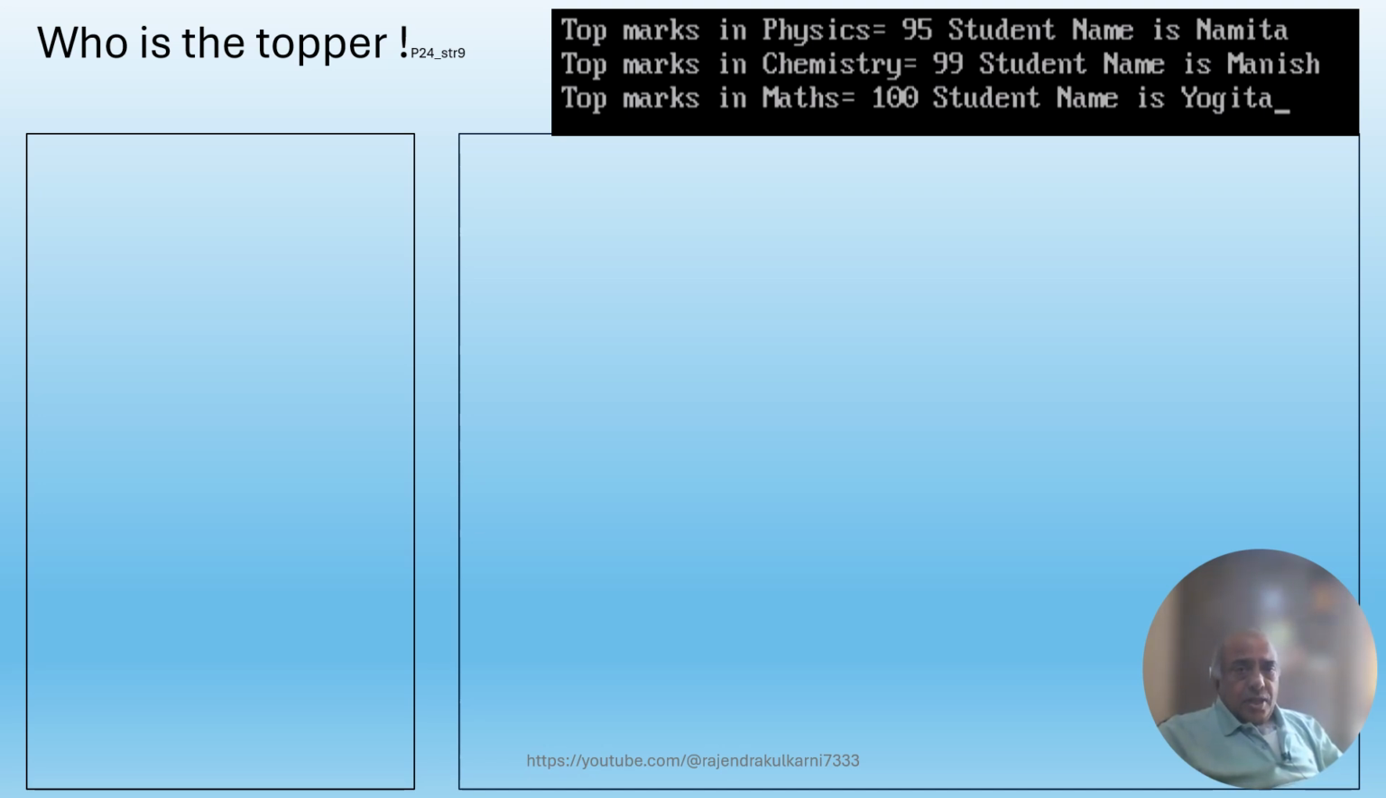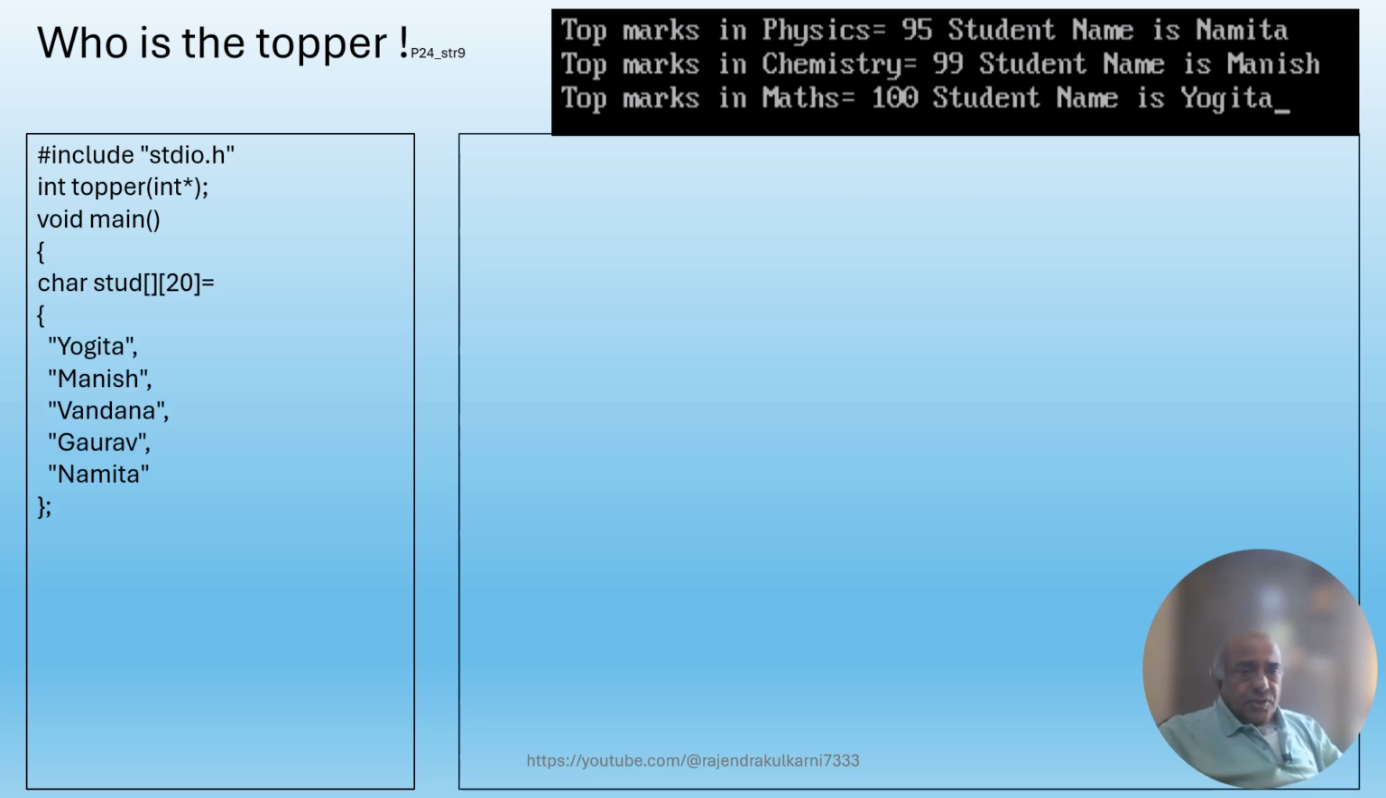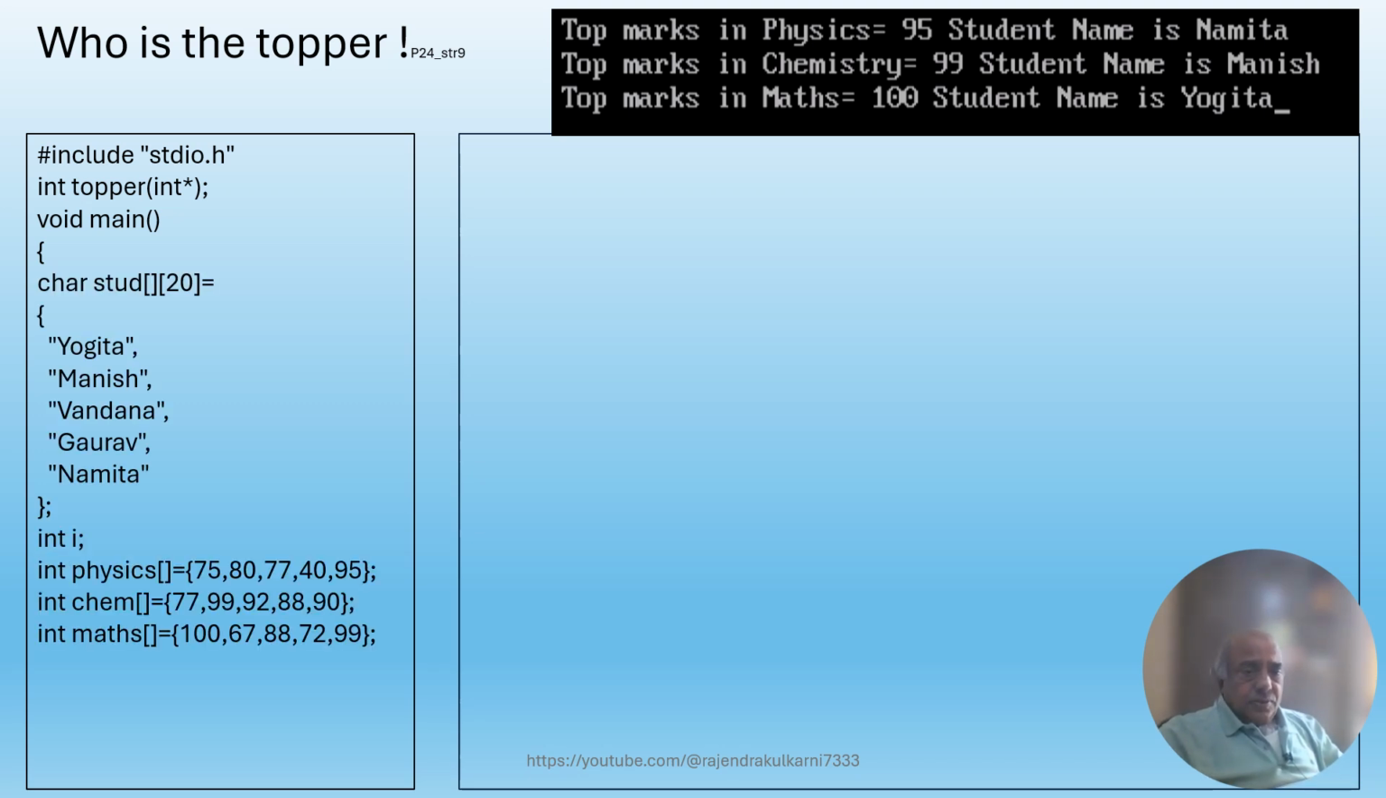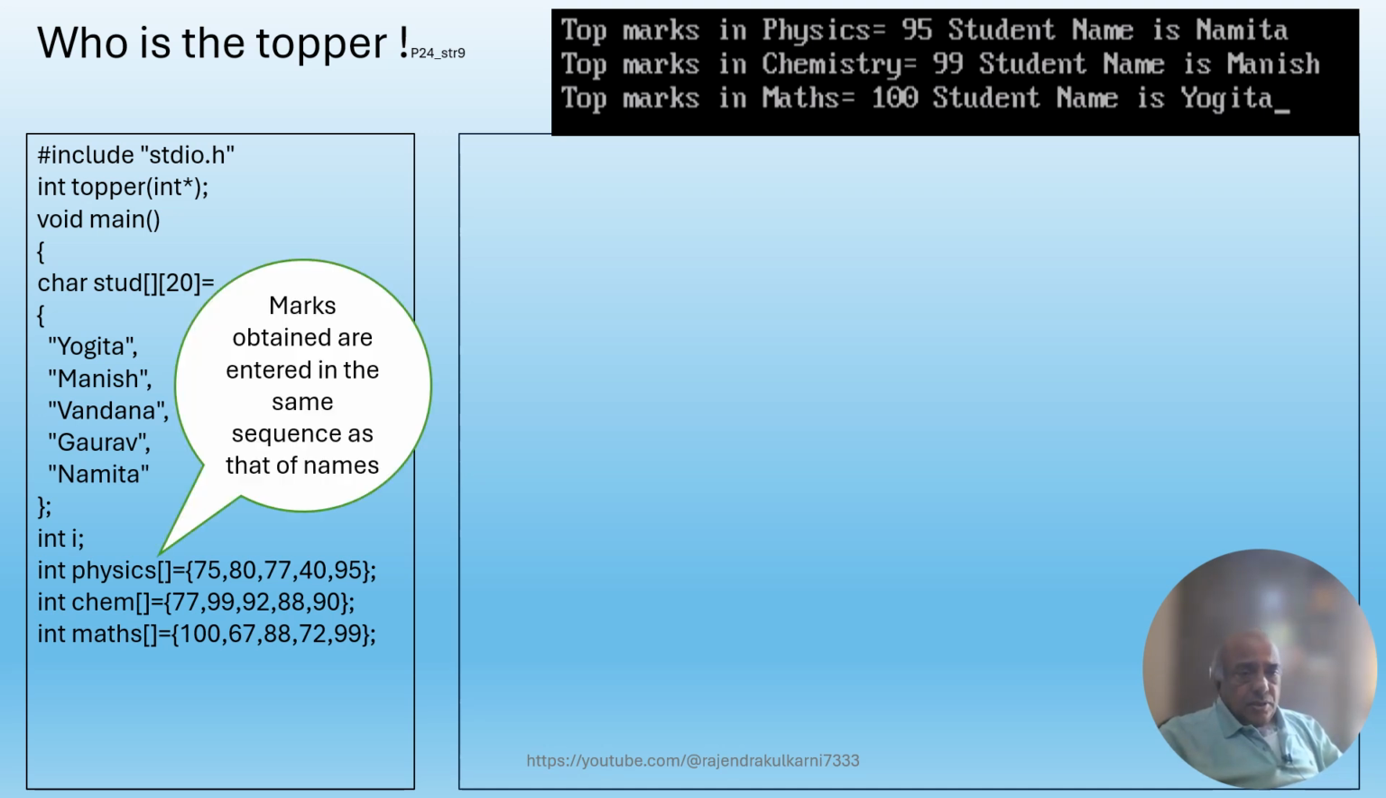Now in this program, what we are going to see is how a topper amongst the students in 3 subjects, physics, chemistry and maths, can be found out using a function. We have declared int topper, into the bracket int star, as a function prototype. Then we have initialized the array called stud with 5 names, which are the names of the students.